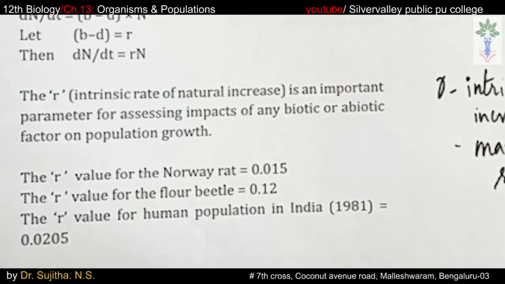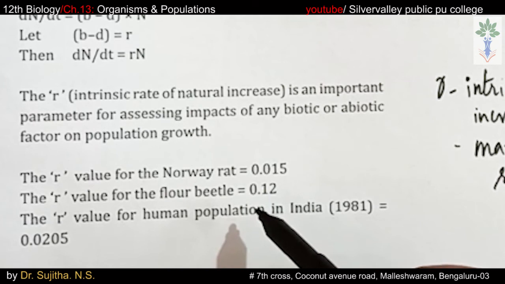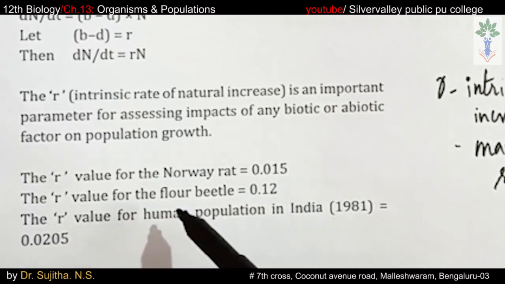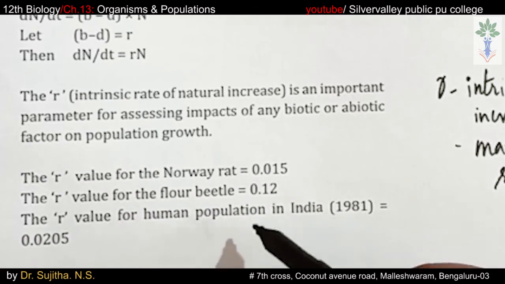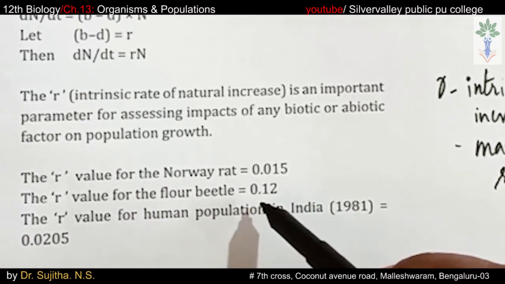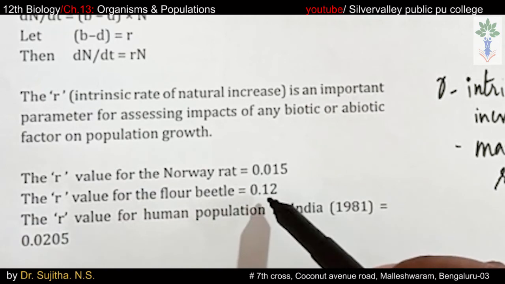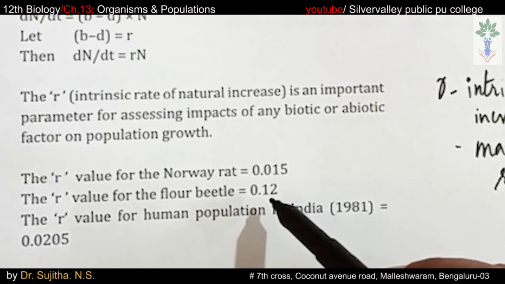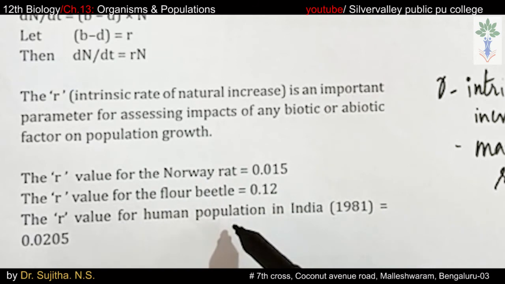This indicates that the higher the value of r, the faster the intrinsic growth rate of the population. That means the higher the value of r, the organism has a maximum capacity to reproduce. So with respect to this, the r value of the flour beetle is higher. It indicates that the flour beetle has the maximum capacity to reproduce when compared to the Norway rat and the human population.